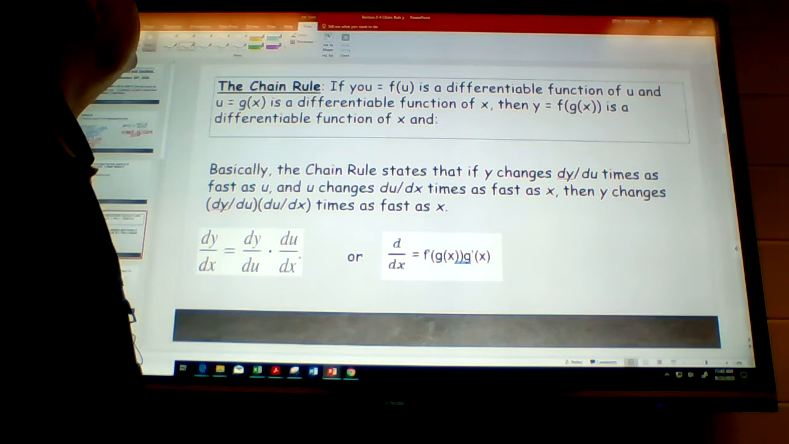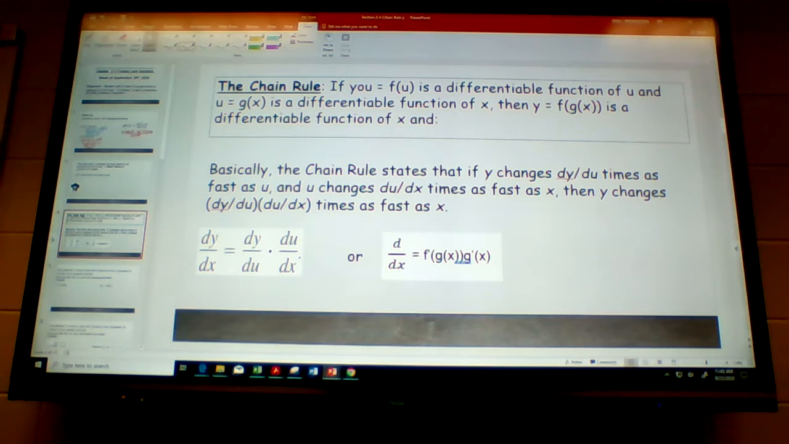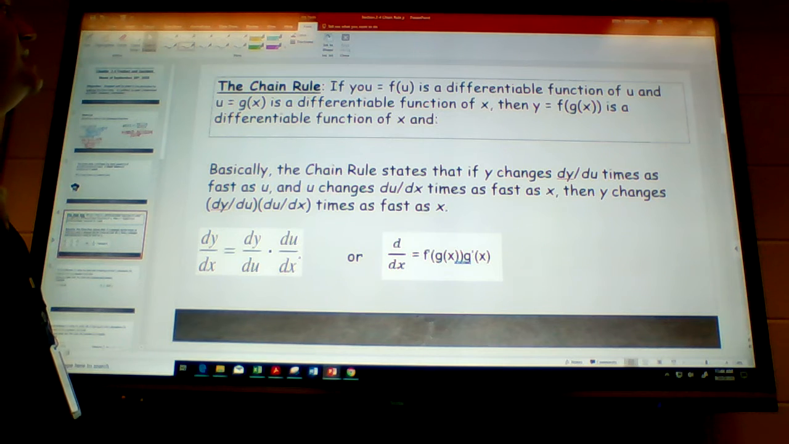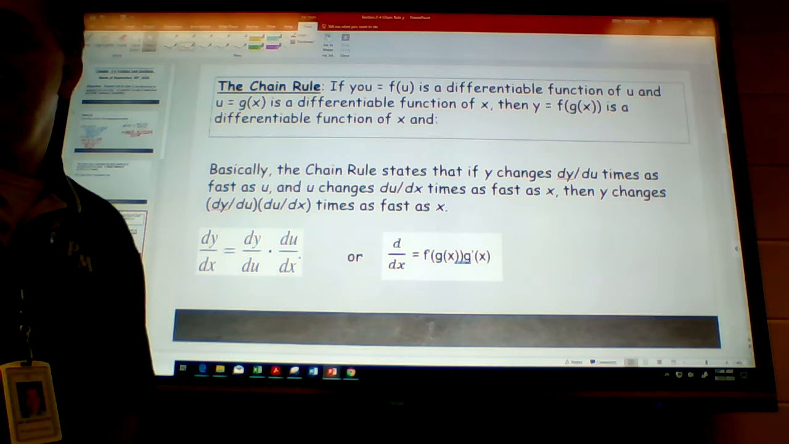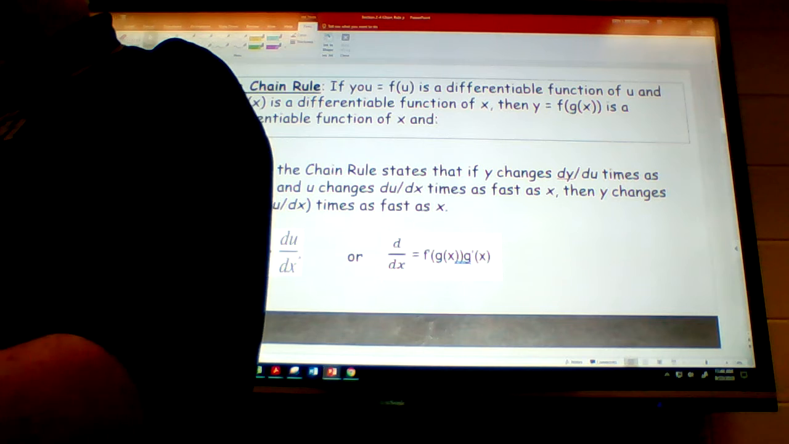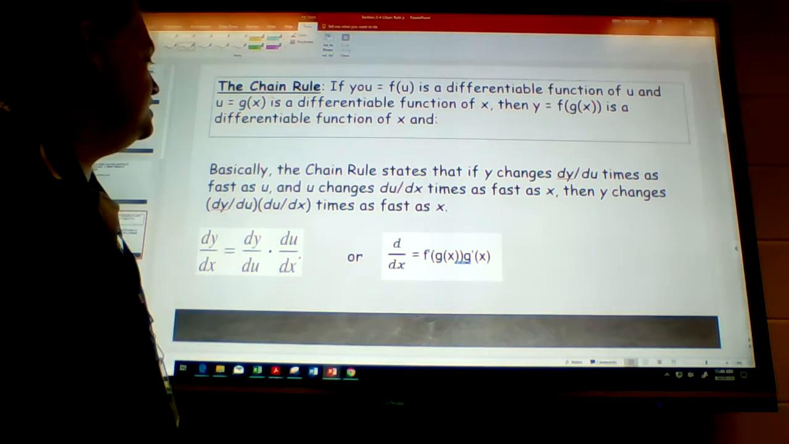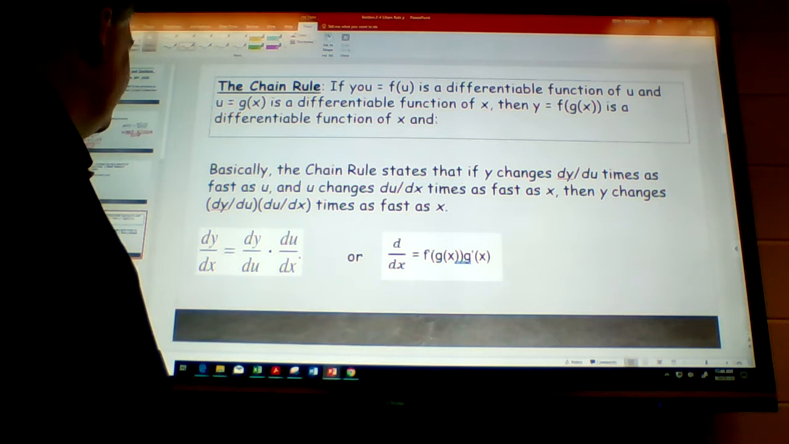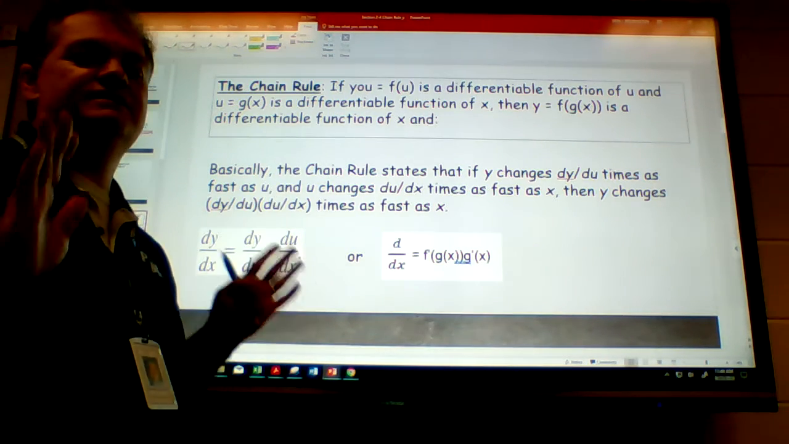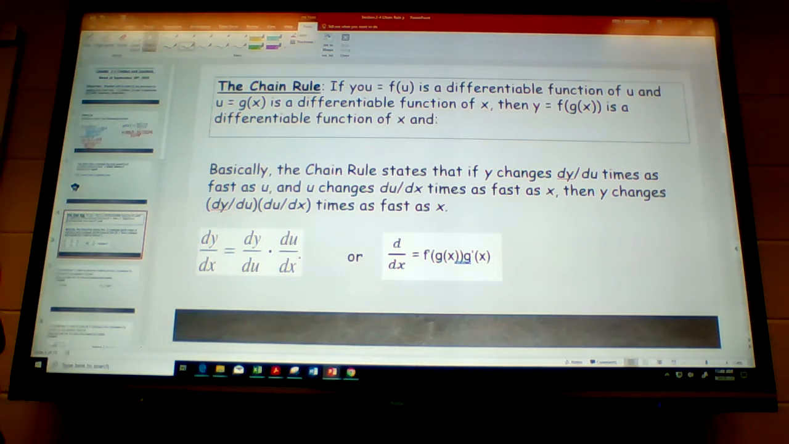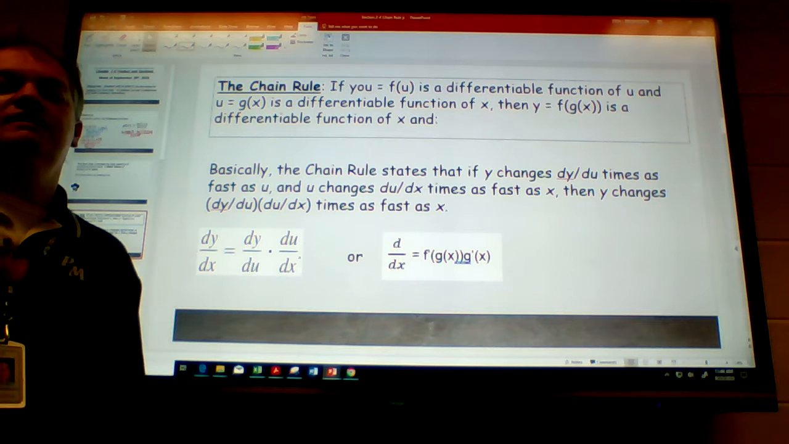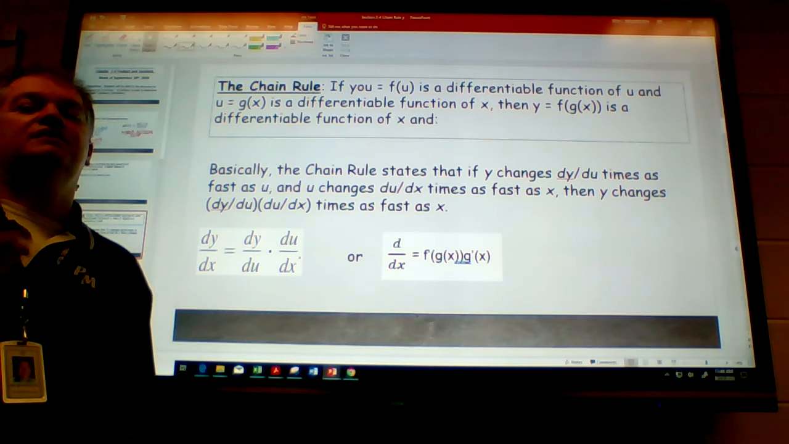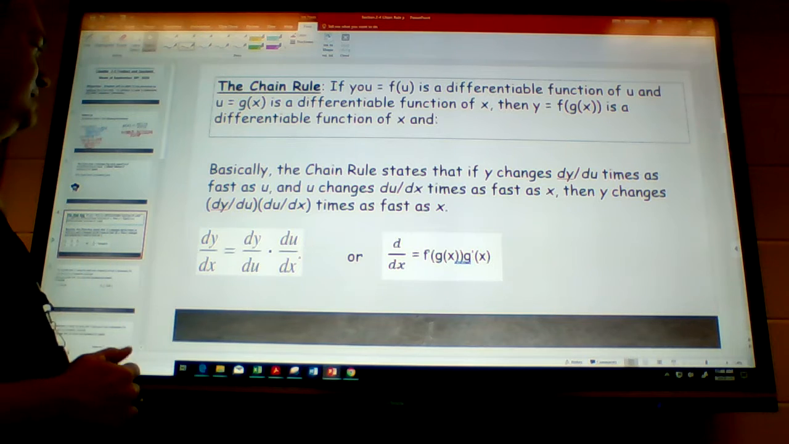Now, the chain rule: f is a differentiable function of u, and u equals g of x is differentiable, such that y equals f of g of x is a differentiable function. And I will tell you how that's going to work in just a moment. Now, this is going to sound confusing, but I'll do some examples, then I'll come back and point this out, and maybe it'll make a little bit more sense.